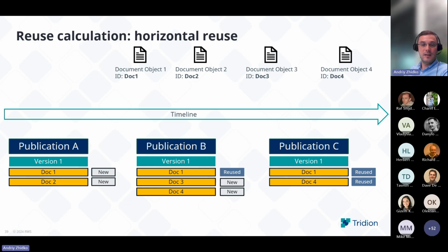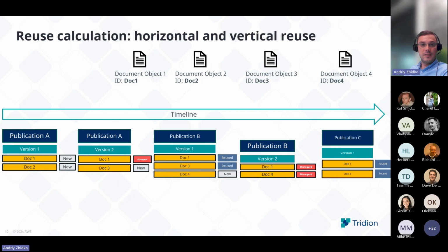So that is a use case when reuse is happening across different publications. The next example is a more complex one. Except for horizontal reuse, there is also another type of reuse called vertical reuse. We're also able to handle vertical reuse, that is reuse in the context of versions of the publication.